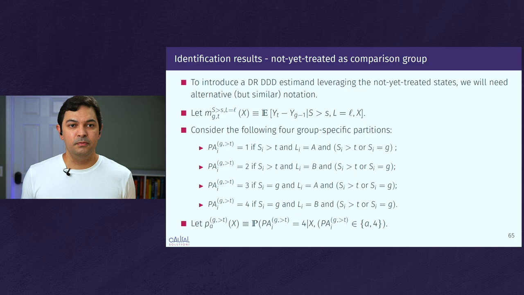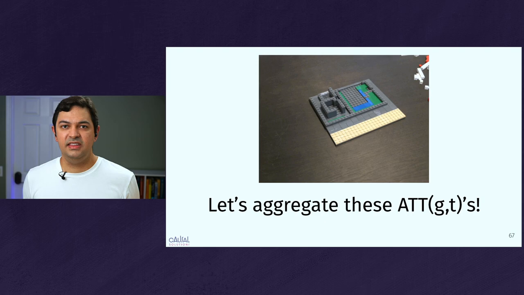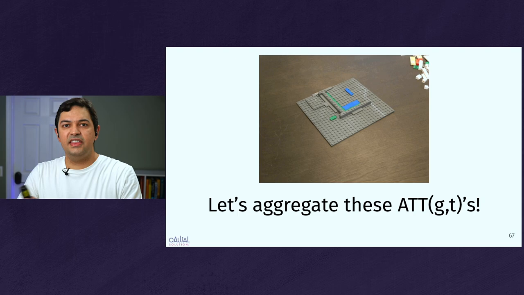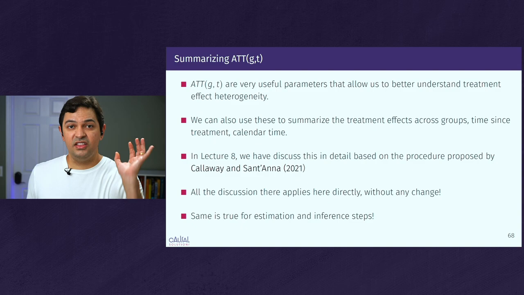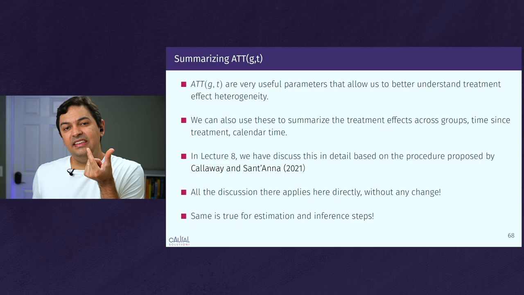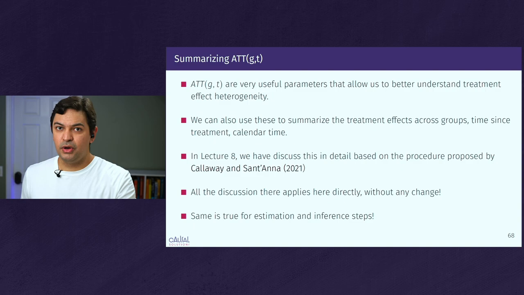So all this is to talk about ATT(g,t)s. We can also construct summary measures, aggregations, like in Callaway and Sant'Anna. Remember, each ATT(g,t) is a building block. I can stick them together and glue them the way I want. We can do all the aggregation schemes we discussed in lecture 8 of the course. If you don't remember, check the slides and take a look at Callaway and Sant'Anna. Those steps go on without any changes, because once I have the ATT(g,t)s, I'm done. Everything you have done over there applies directly, because once I have the estimate for the building block, the aggregation scheme is more of the same.